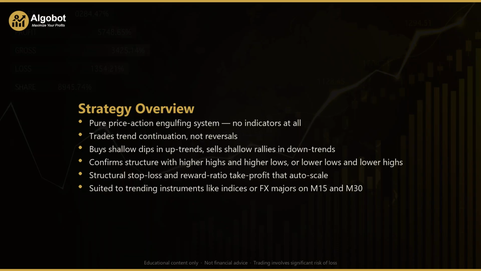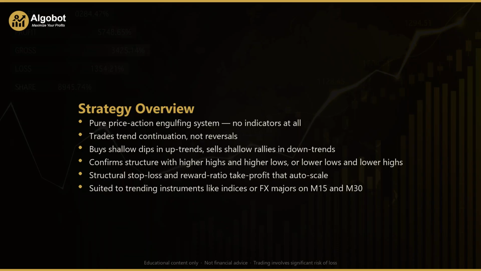The Engulfing Pullback Continuation expert advisor is built around one of the most recognized candlestick patterns in trading, the engulfing candle, but it uses that pattern in a way many traders overlook. The classic textbook approach treats a bullish or bearish engulf at a swing extreme as a reversal signal, a place to fade the move. This strategy flips that idea on its head. It uses the engulfing candle as a resume signal, a confirmation that a brief pullback is over and the dominant trend is taking control again.